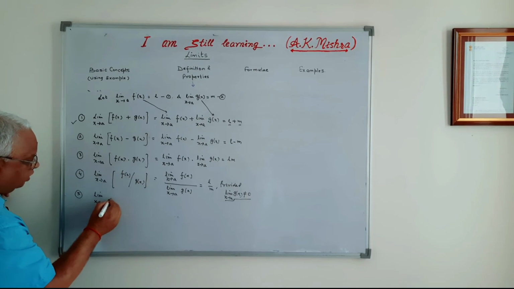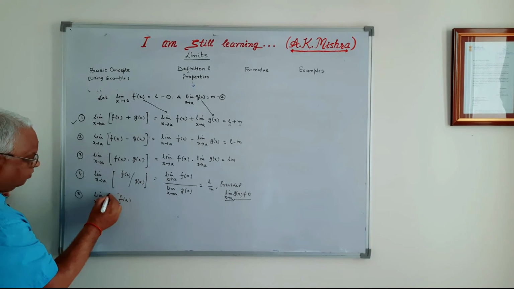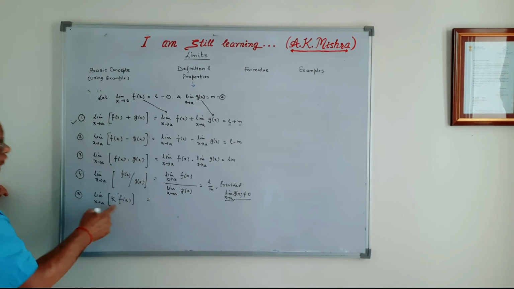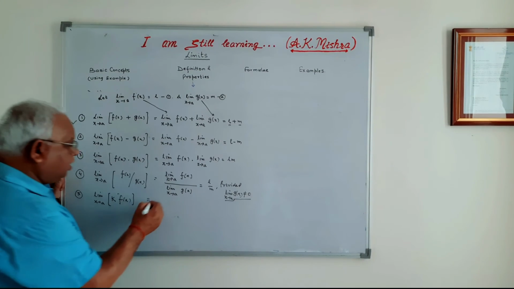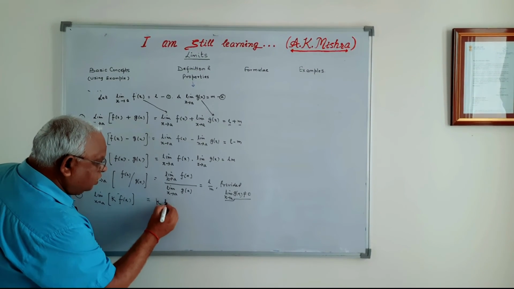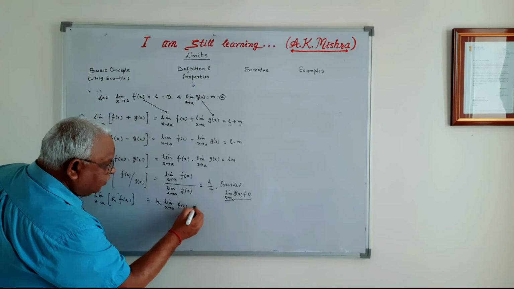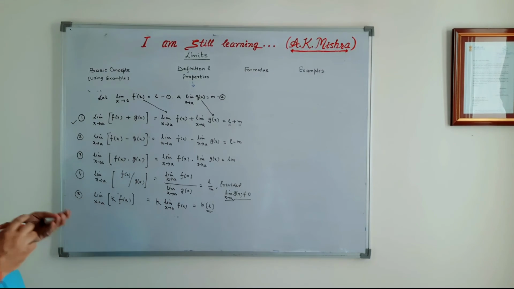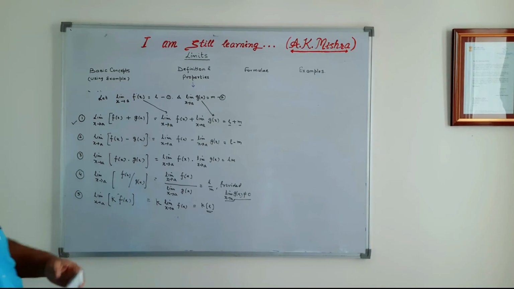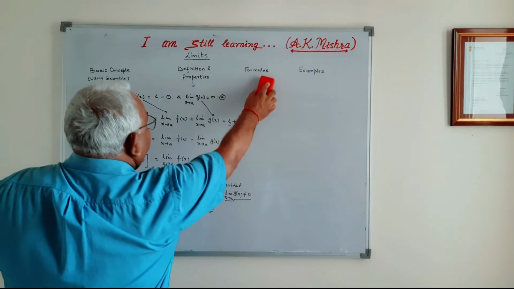And fifth, the last property, is limit x tending to a of k times f(x). This is a very common property which you must have used many times, where k is a scalar or constant. It can be written as k times limit x tending to a f(x), which can be written as k times L. These are a few properties which you will be using, or you might have used in class 11. Now we move on to formulae.